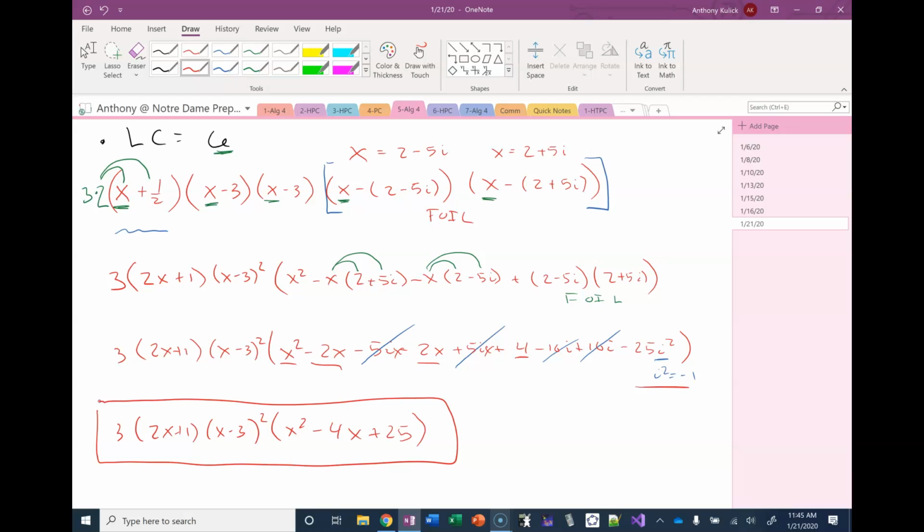And now all my factors have integer coefficients. If I multiplied out, my leading coefficient would be 6. And if I set this thing equal to 0 and solve, I'm going to get exactly the solutions that were listed above, right? So we're done. Is that one okay?